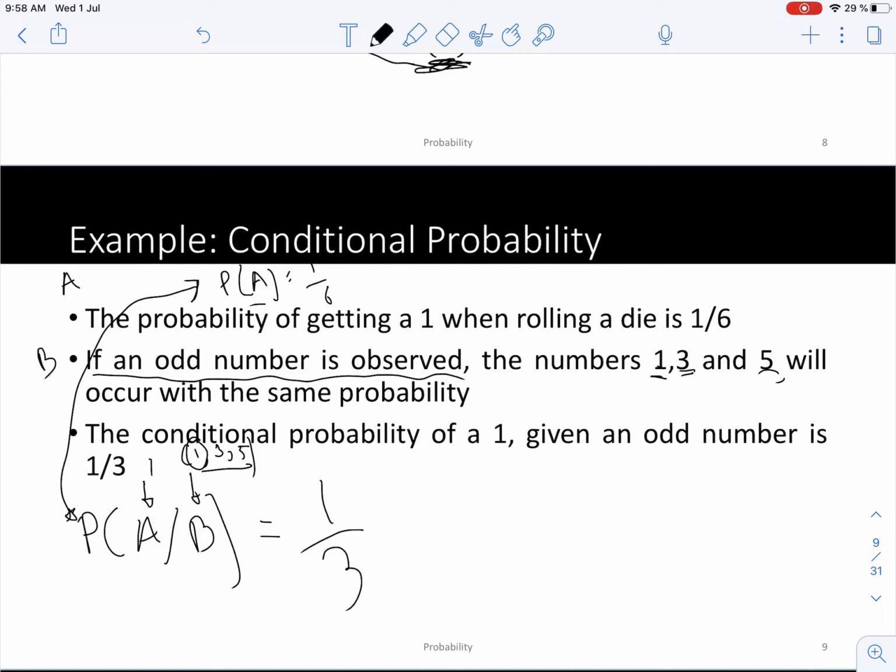In A, we don't have prior information. Probability of only A is 1/6 because we don't know about any other events. But in the conditional probability here, you know that B has occurred. You know that the outcome, in this case, is an odd number. That means either 1, 3, or 5 was observed. Therefore, the probability of getting a 1 is 1/3, right? So this is the intuition of how conditional probability works. It updates your information, so how the occurrence of an event is affected by the occurrence of a previous event.